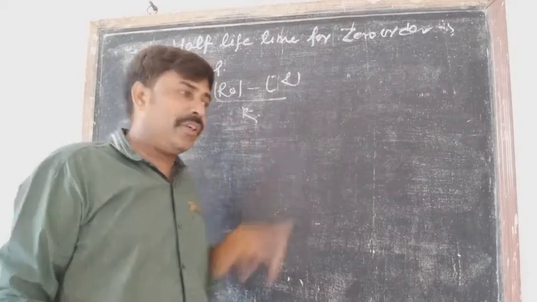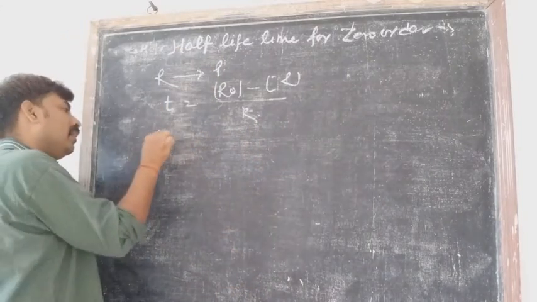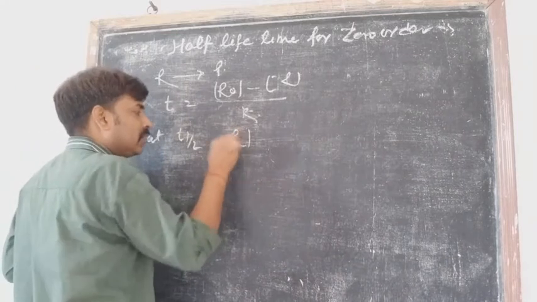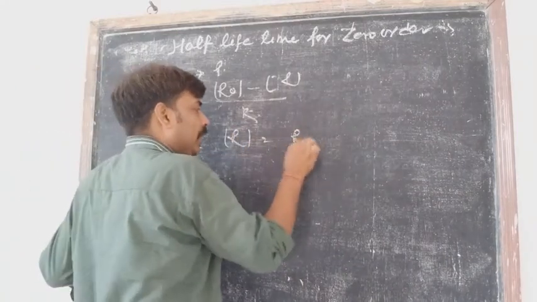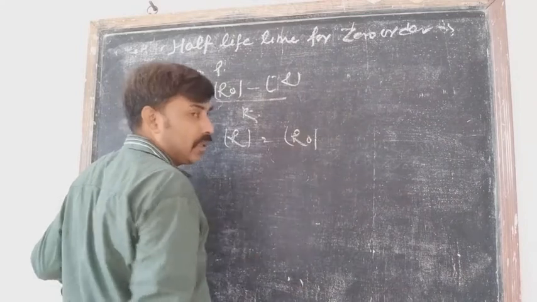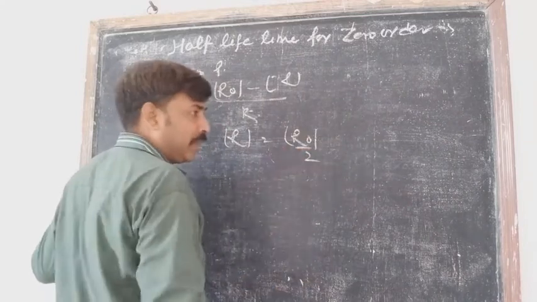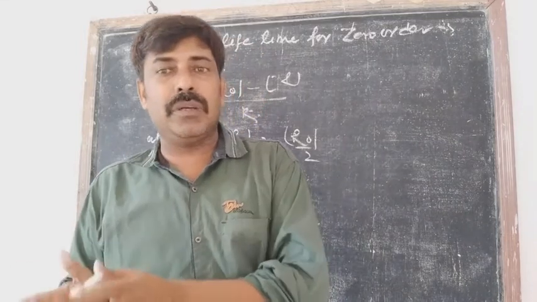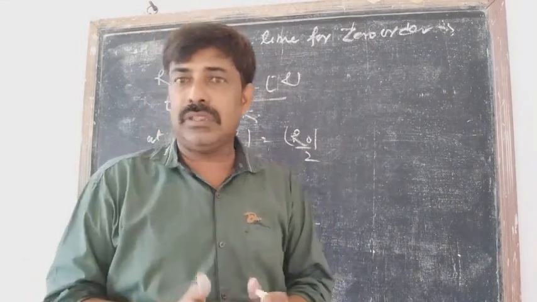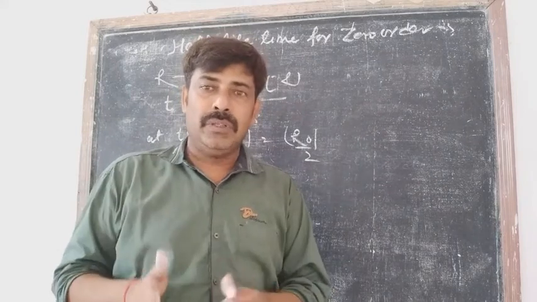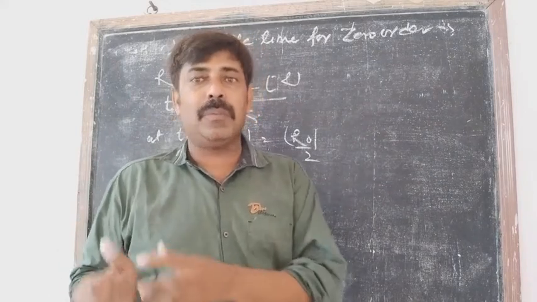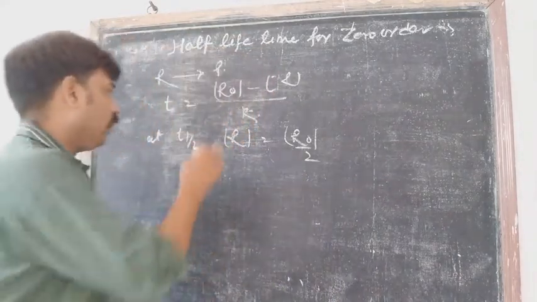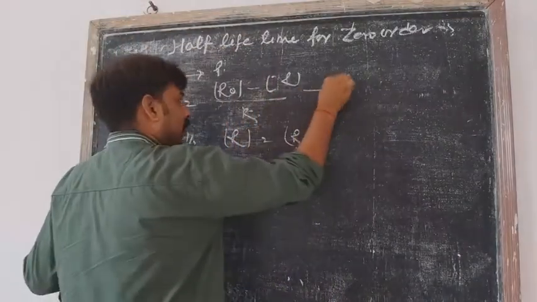Now at t half, that is half lifetime, the final concentration R will be equal to initial concentration R naught by 2, because half lifetime period is the time period in which the initial concentration becomes half. The initial concentration is R naught, so at t half the concentration will become half, that means the final concentration will be half of the initial concentration, R naught by 2. We are just putting this value in the equation.